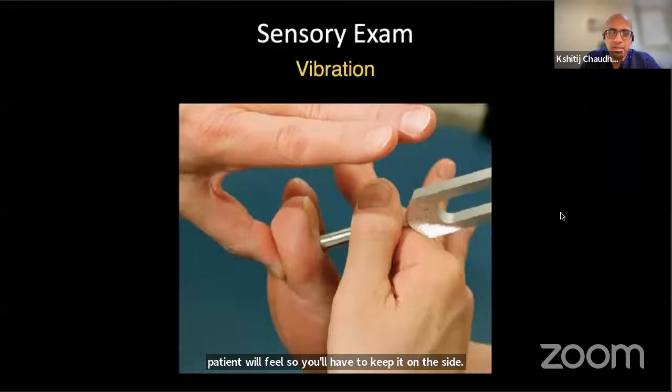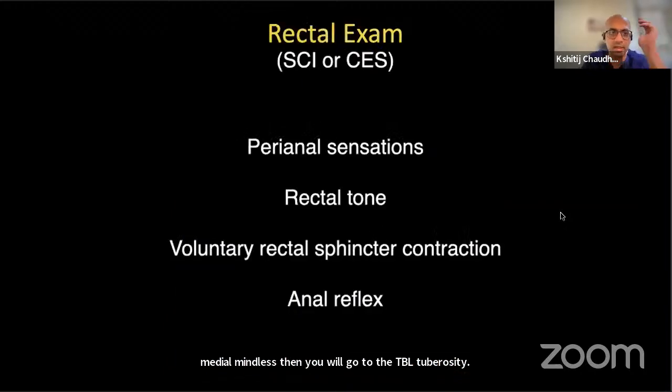Vibration sensation is typically tested in the most distal aspect of the extremity. If it is normal, then you don't do it further. If it is abnormal in the thumb or the toe, then you will go to the medial malleolus. If it's abnormal in the medial malleolus, then you will go to the tibial tuberosity. So you ascend proximally only if you have abnormalities distally.